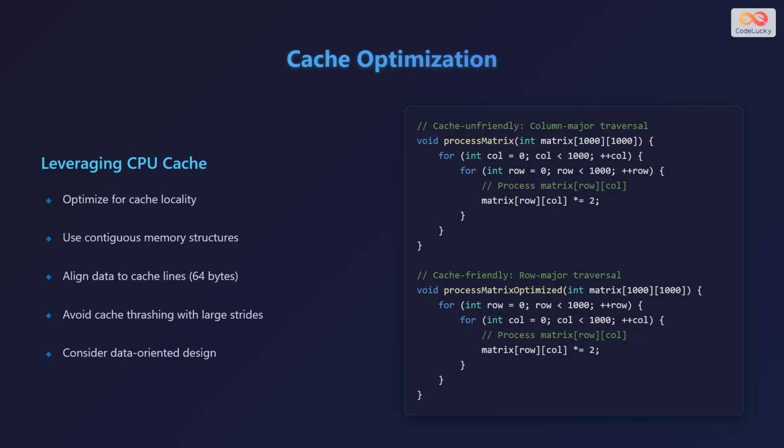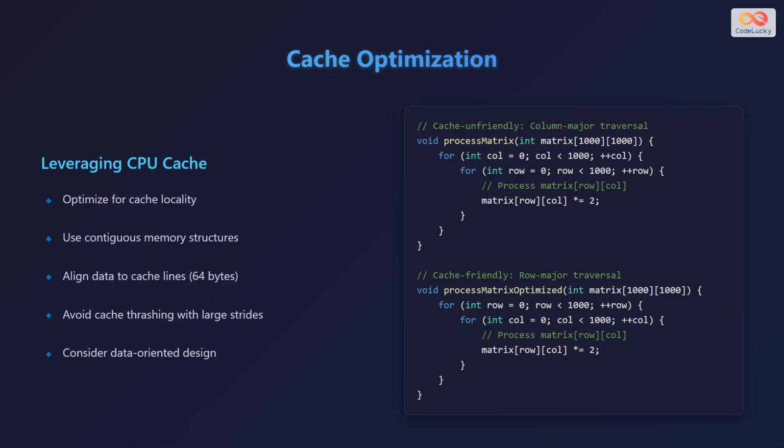Now let's talk about cache optimization. Optimizing for CPU cache can greatly improve performance. Optimize for cache locality. Access data in a way that maximizes cache hits. Use contiguous memory structures. Contiguous memory structures, such as arrays and vectors, tend to have better cache locality than non-contiguous structures, such as linked lists.